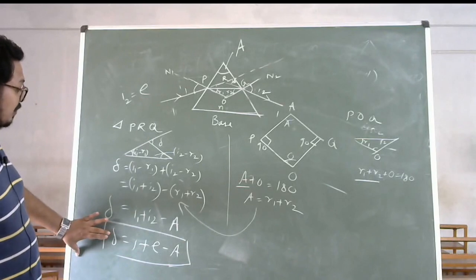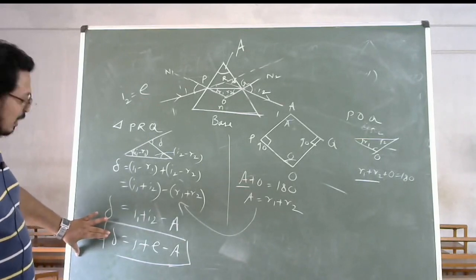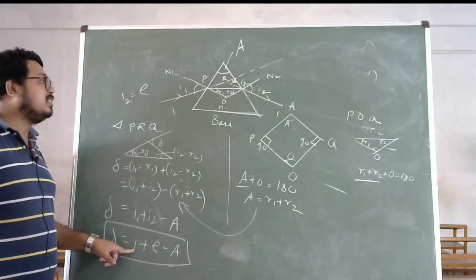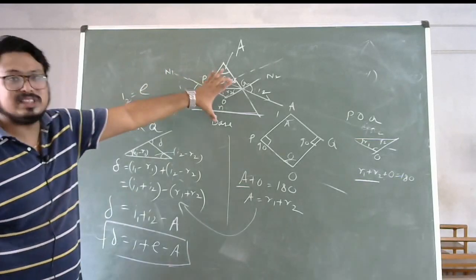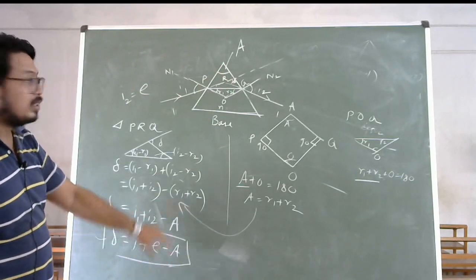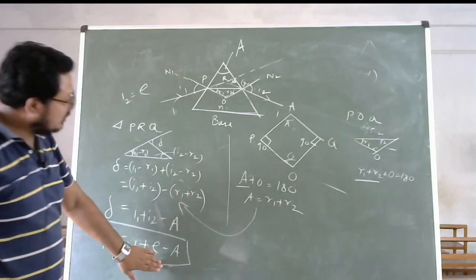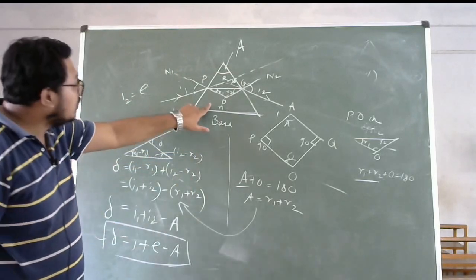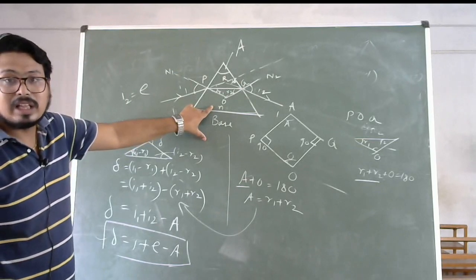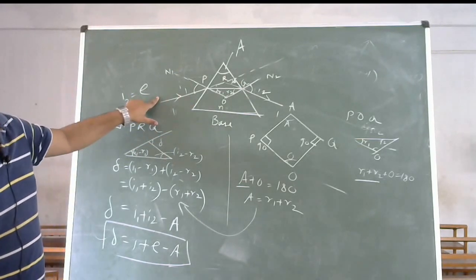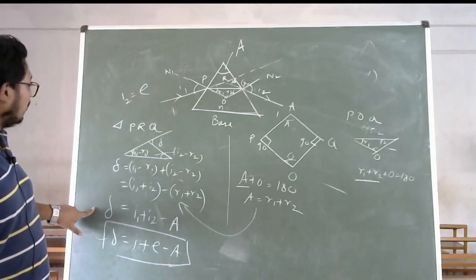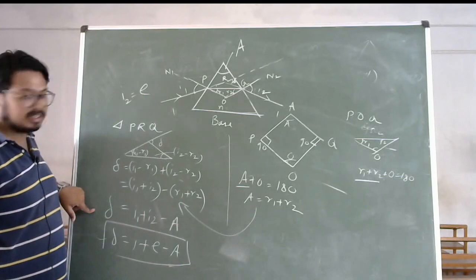Now, what are the factors on which the angle of deviation depends? The first factor is the angle I, the angle of incidence. If you change this angle, the deviation also will change. The second factor is the angle of the prism. If the angle of the prism changes, the deviation will change. And the last factors are the refractive index of the material, which material you are using, and the wavelength of light. These are the four factors on which the angle of deviation depends. You have learned this before also.